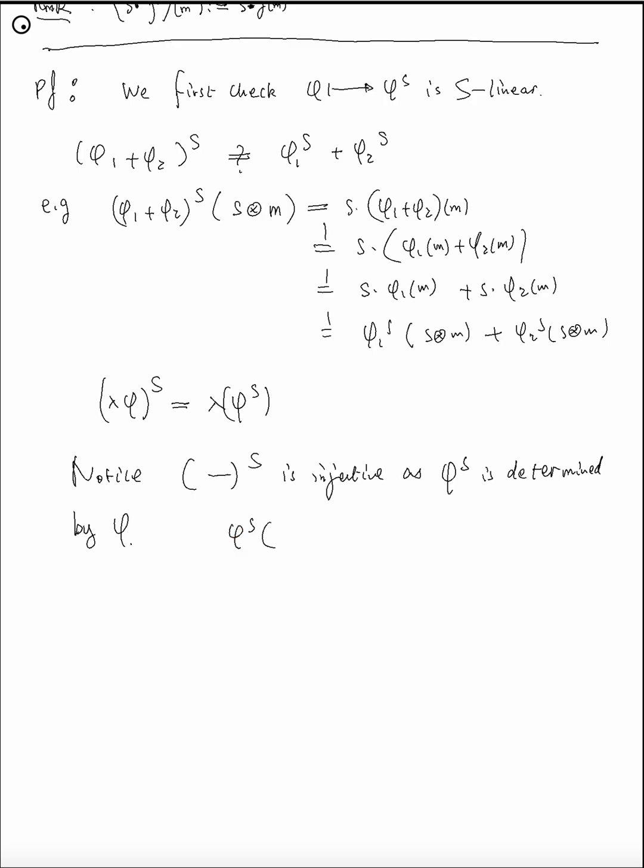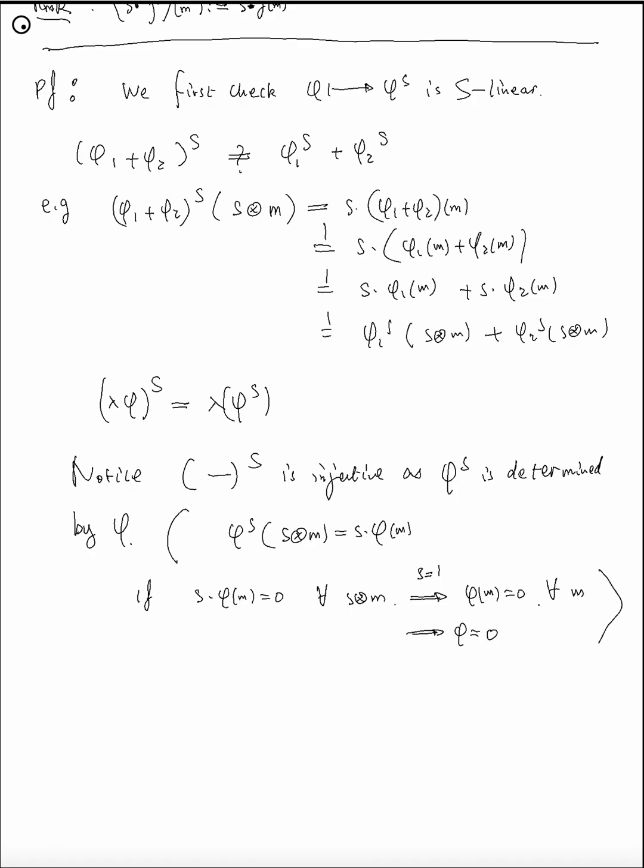Phi s tensor m is defined to be phi m, right? So if this is always 0 for any s tensor m, that implies in particular phi m is 0 for any m, taking s equals 1. Yes, s is a ring. And so phi is 0. So this is injective. This shows surjectivity.